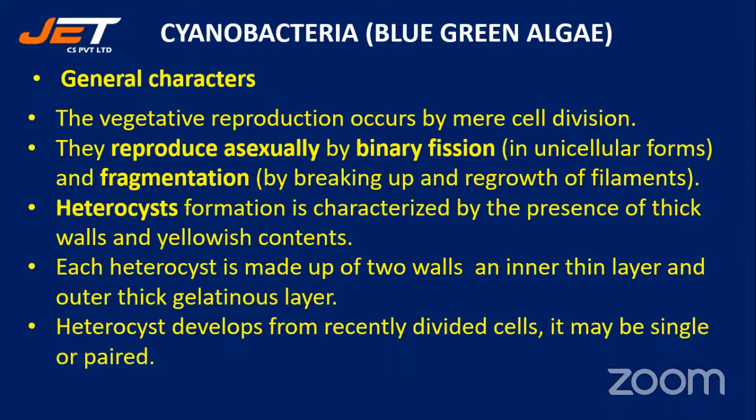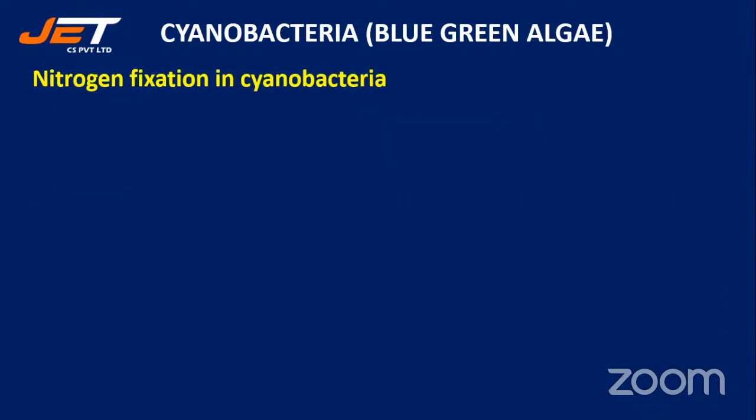Next is vegetative reproduction. Vegetative reproduction occurs by mere cell division, like binary fission, fragmentation, and so on. Heterocyst formation is characterized by thick walls and yellowish contents. Each heterocyst is made up of two walls, an inner thin layer and an outer thick gelatinous layer. Heterocysts develop from recently divided cells and may be single or paired. These are thick-walled structures, different from the other cells, and you have to remember that heterocysts perform nitrogen fixation. They have no oxygen within the heterocyst. Just remember these parts, that will be enough for you.